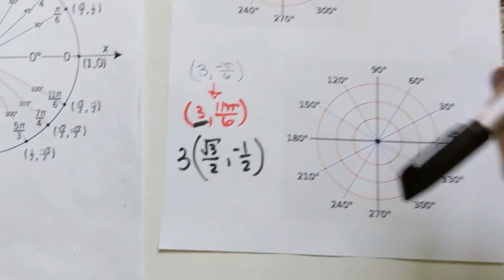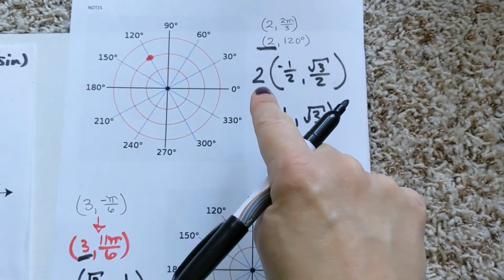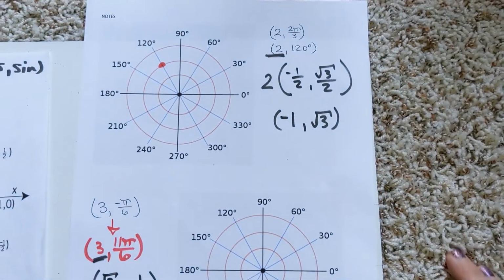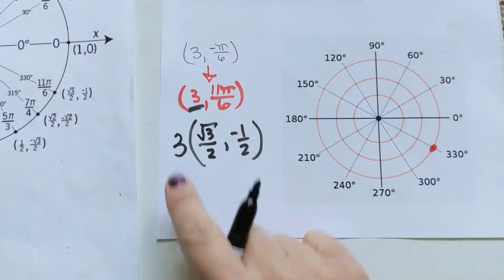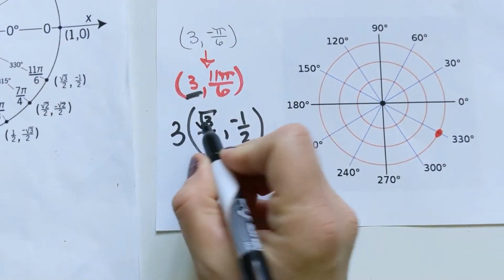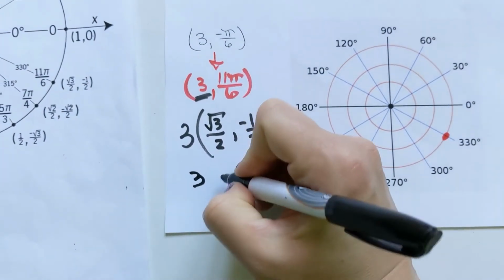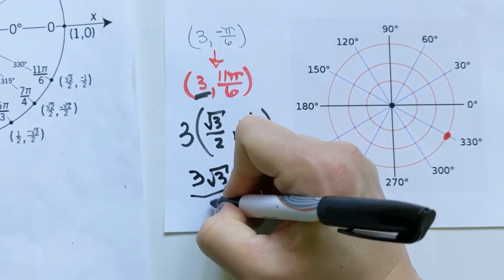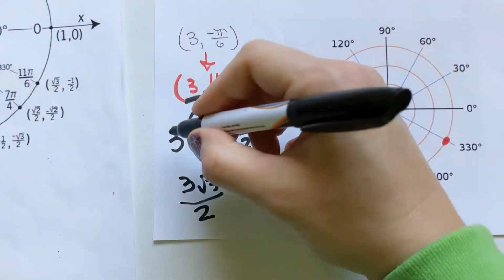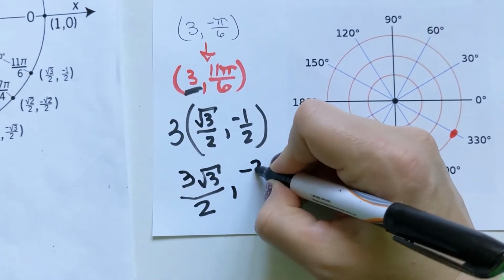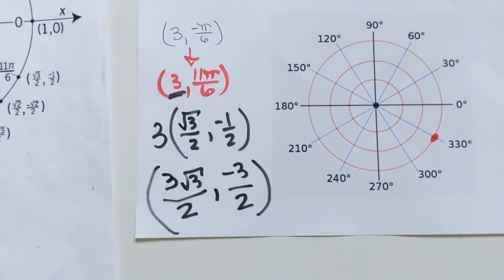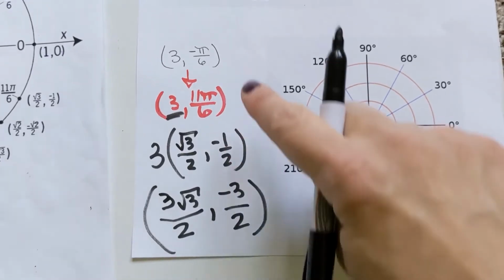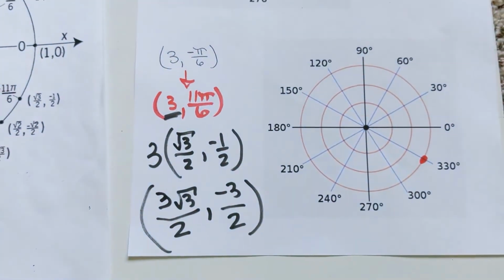Now, up here, numbers like 2 and 4 and even numbers will cancel out that 2 on the bottom nicely. But if it's an odd number, it won't. So just squish that together. So 3 square root of 3/2, and that would be -3/2. And that's your rectangular coordinate for that point.